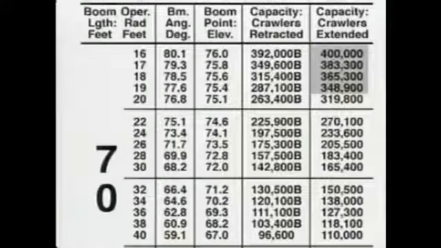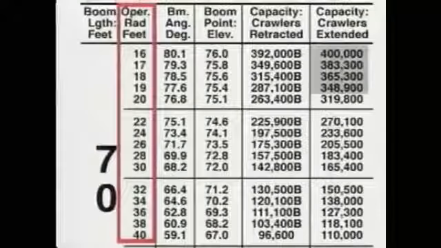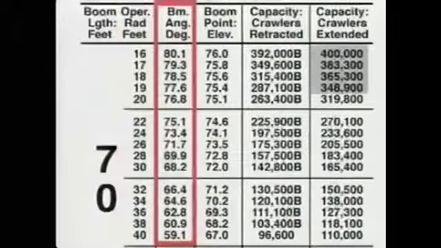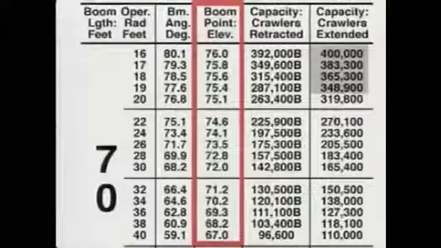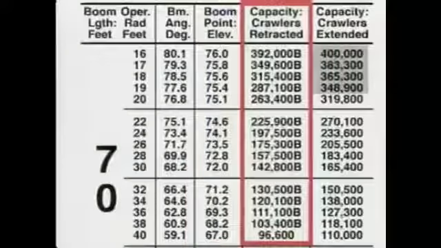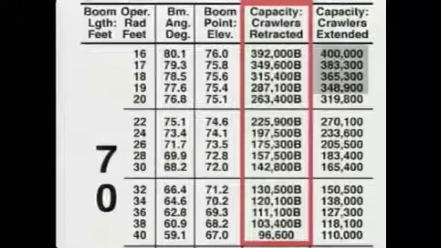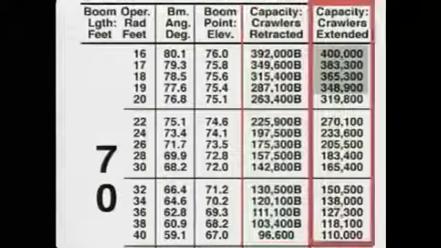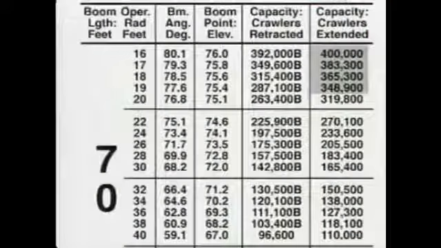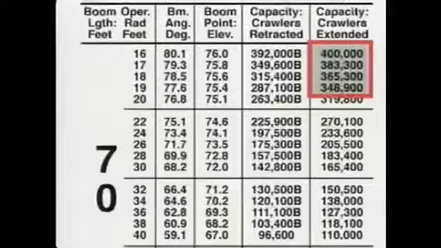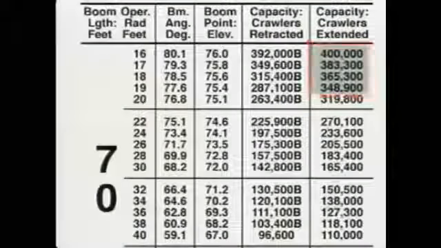The columns provide information about the operating radius of the crane in feet, the boom angle in degrees, the boom point elevation in feet, the crane's capacity in pounds with the crawlers retracted, and the crane's capacity with the crawlers extended. Capacities listed in the shaded area are based on the strength of the structural parts of the machine.